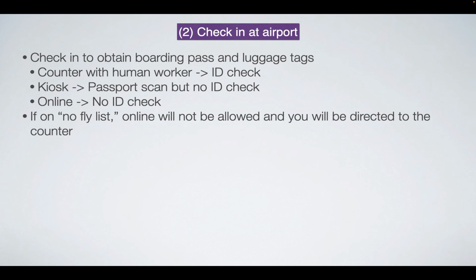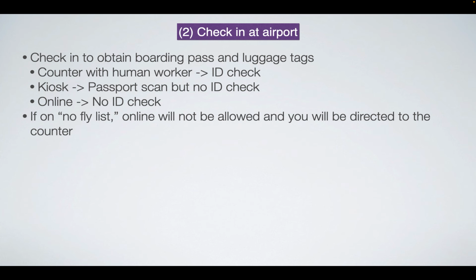There are basically three main ways that you might do it. You might wait till you're at the airport and walk up to a counter and talk to a human being. In this case, they will generally ask for your passport. They'll check your passport against your face, and then they'll give you your boarding pass, and they will give you your luggage tags as well if you want to check luggage.